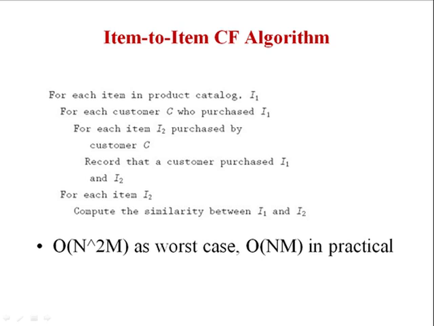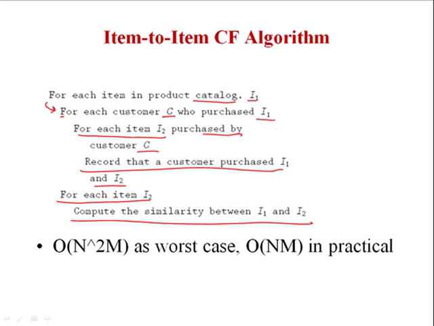Item-to-item collaborative filtering algorithm. For each item in the product catalog, I1, now the next loop inside: for each customer C who purchased item I1, for each item I2 purchased by customer C, record that the customer purchased I1 and I2. For each item I2, compute the similarity between I1 and I2.